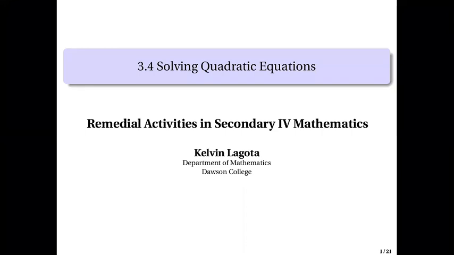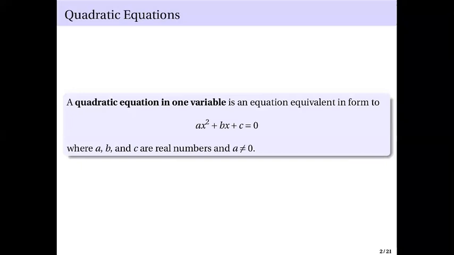Okay, so for today we will be talking about section 3.4 of our course, solving quadratic equations. A quadratic equation in one variable is an equation equivalent to the form ax squared plus bx plus c equals 0, where a, b, and c are real numbers and a not equal to 0.